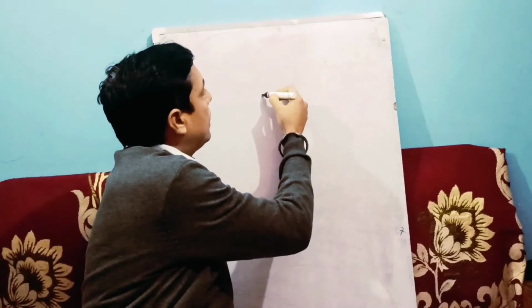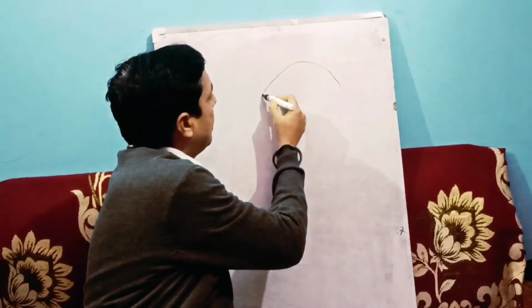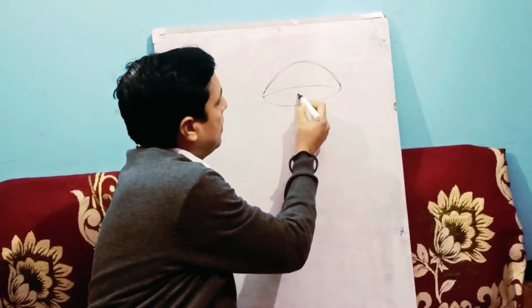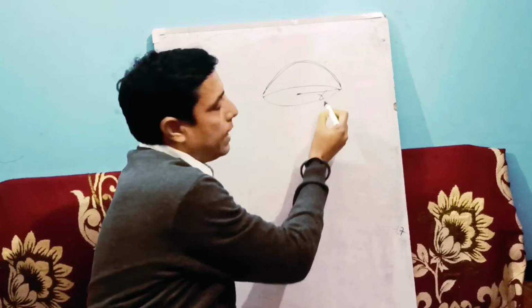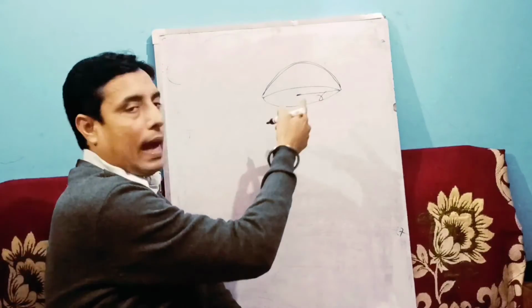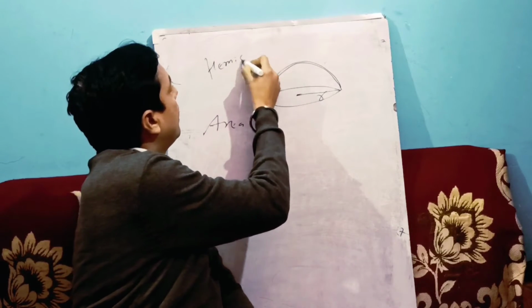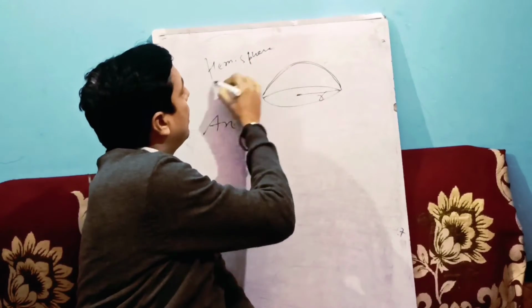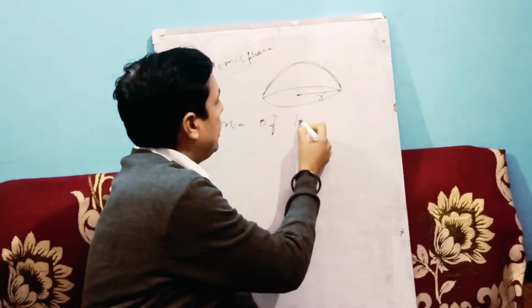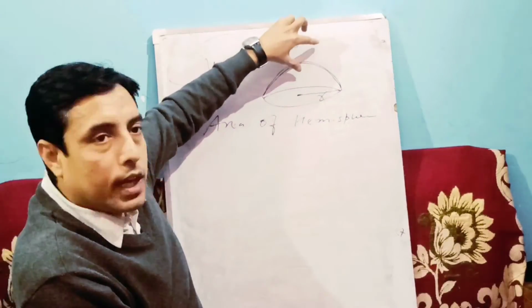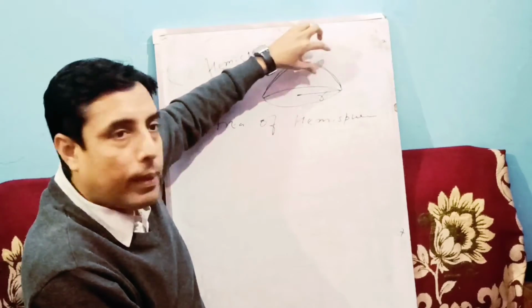Now we are discussing the hemisphere. A hemisphere is half of the sphere. So suppose this is the hemisphere, and this is how the hemisphere would look. Suppose this is the radius. If you have to calculate the area of the hemisphere, the area of the hemisphere is equal to 4 pi r square upon 2. The area of the sphere was 4 pi r square.